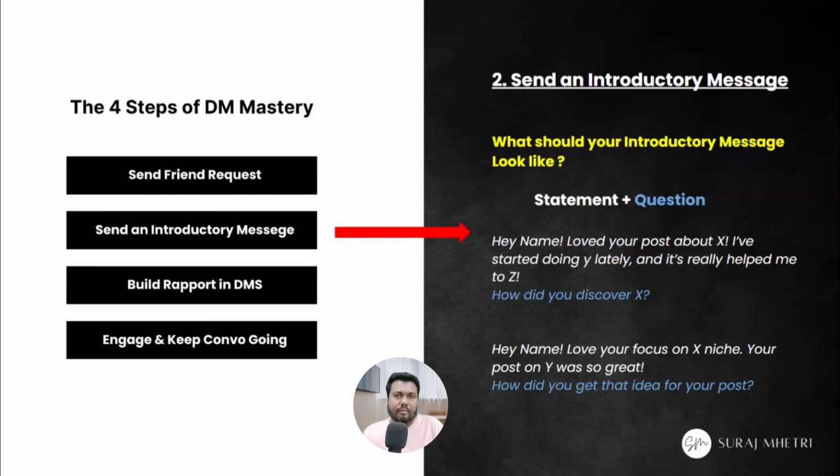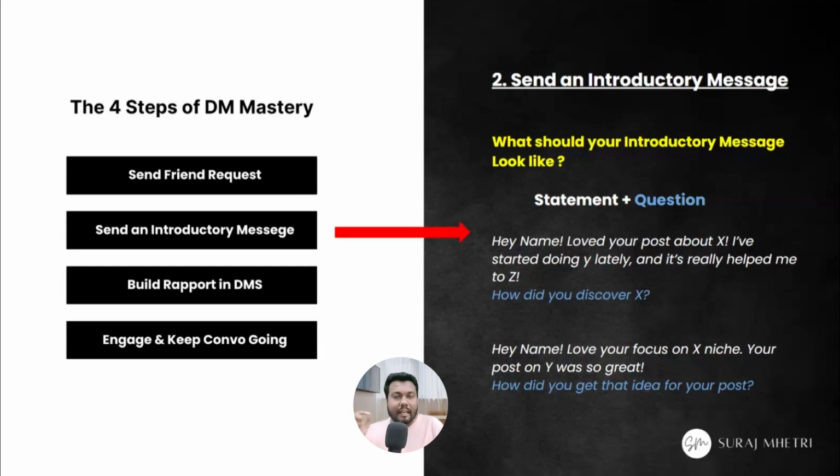As you can see, an example of the statement that could be related back to a previous engagement is: "Hey, Mark, loved your post about X. I have started doing Y lately and it's really helped me to Z." Now, X, Y, Z are related to the content, the niche, and the post that you had a previous engagement about, right? This is an example, a template. The most important thing is to understand the strategy behind it: to begin by connecting your initial message directly to an engagement that has previously occurred.